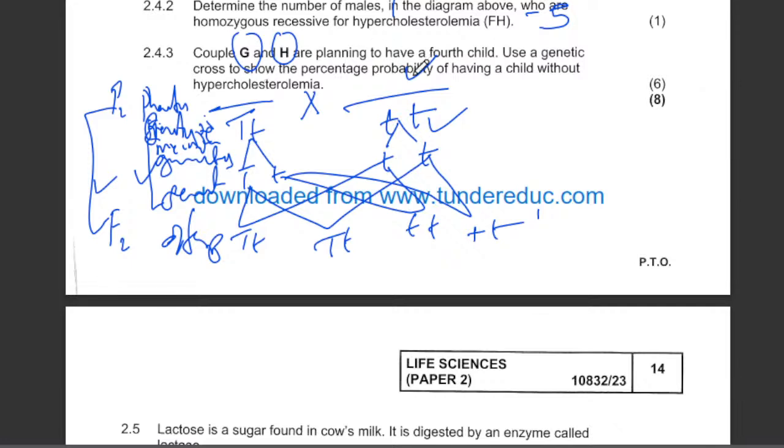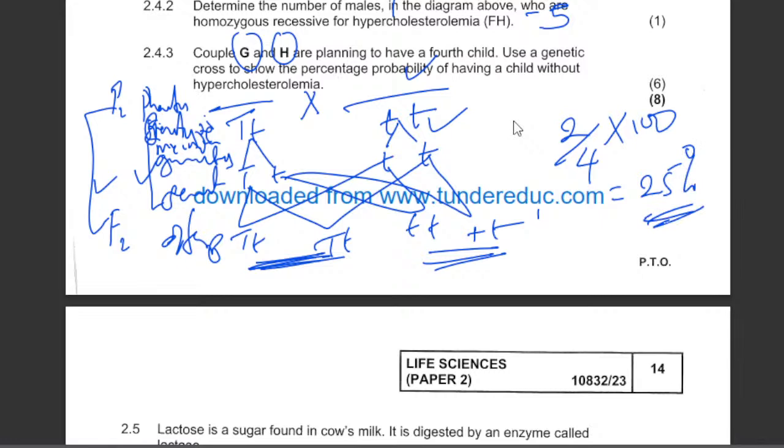But there must be a compulsory mark here, because the question is saying to use the probability. So in this case, the probability is going to be a compulsory mark. Two of them are normal, and two of them have the condition. So it's going to be 2 out of 4 times 100, because they are looking for the probability, or the percentage probability, which is equal to 25%. So that is the answer for that case. I think I'm done with that question.